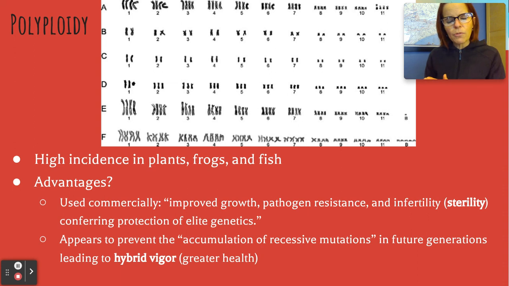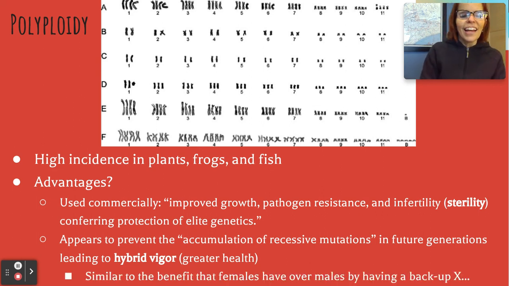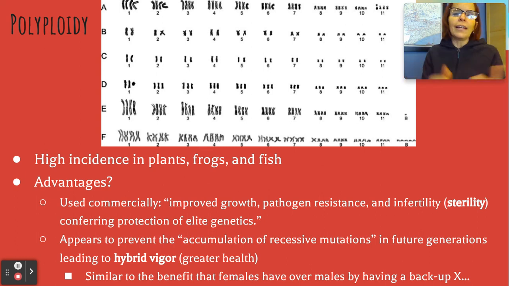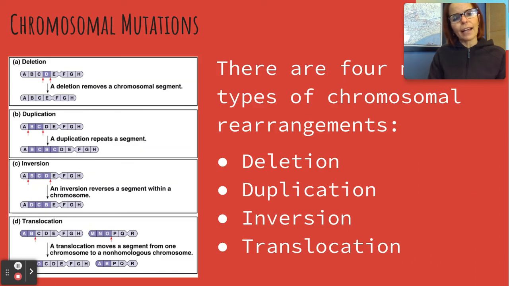So it seems to prevent the accumulation of recessive mutations in future generations, leading to hybrid vigor, which means that these polyploid organisms are more healthy. They're doing better. And the question is, well, why is that? It's deadly in humans. It appears that these polyploid organisms have a similar benefit that females have over males by having that backup X chromosome. So if they have 4 chromosomes and one of them is mutated and not working so well, they've got a bunch of backups that will take care of them and help them to be a healthier organism. So polyploidy in humans doesn't work at all, but in some species, polyploidy is a great adaptation.